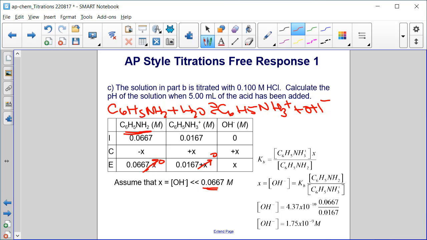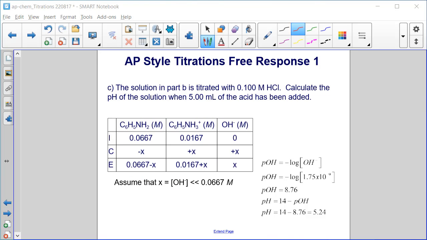So Kb, which we calculated in part B, multiplied by the ratio of these concentrations, 0.0667 coming from here and 0.0167 coming from here, assuming a small change to get to equilibrium. And then we get a hydroxide ion concentration of 1.75 times 10 to the minus 9 molar. From there, we can calculate the pH.